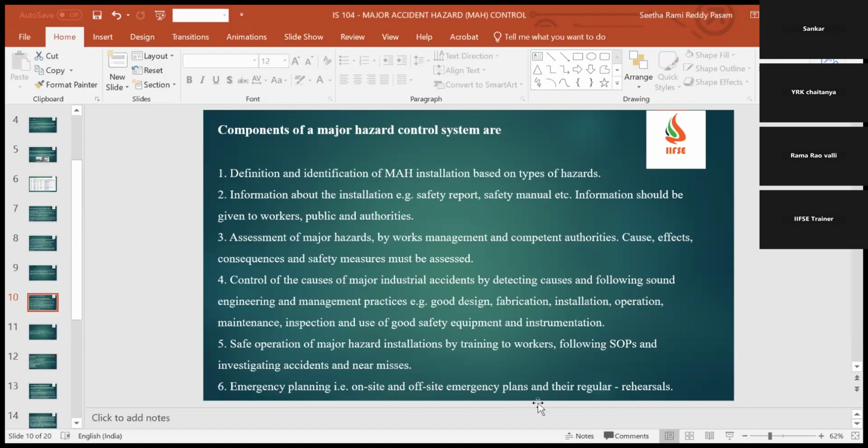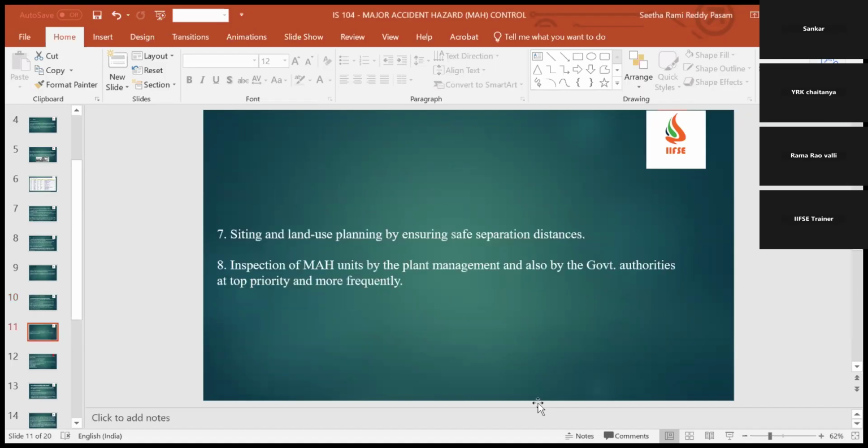So we were discussing the components of major hazard control systems. What are the things that have to be covered in control systems? We covered up to the training part, then siting and land use planning by ensuring safe separation and distances. Again, this is talking about the distances between the various operations.